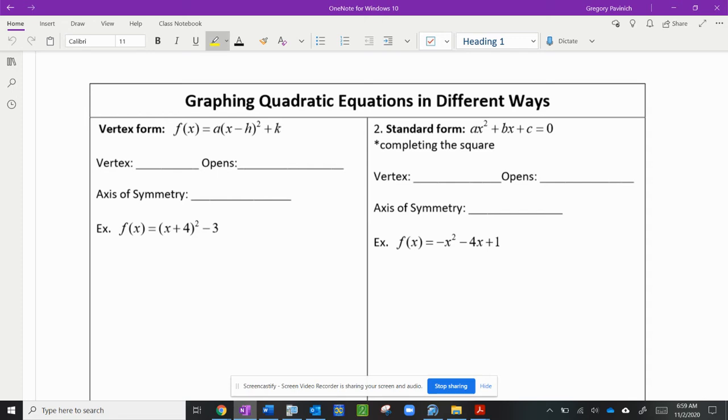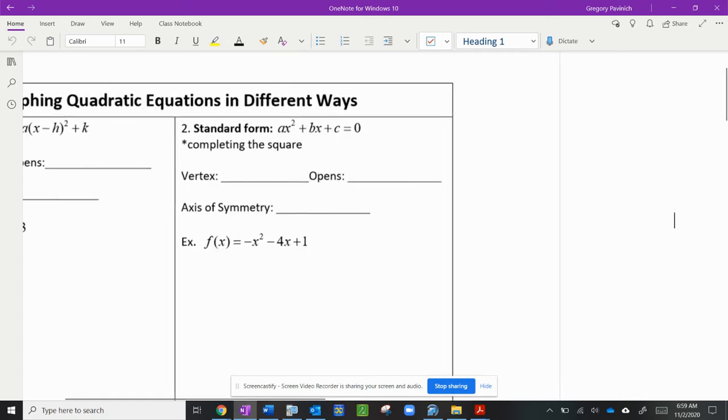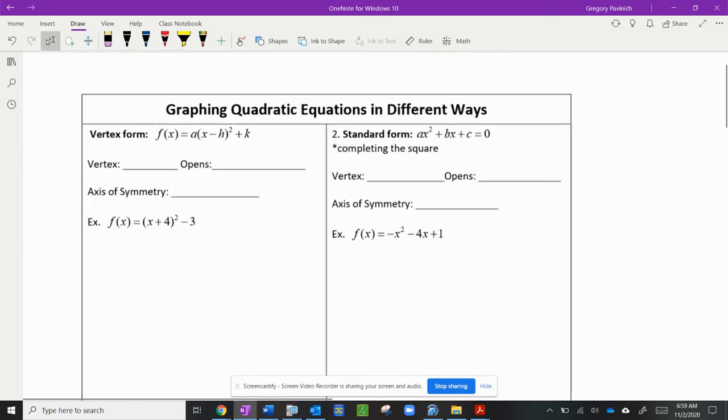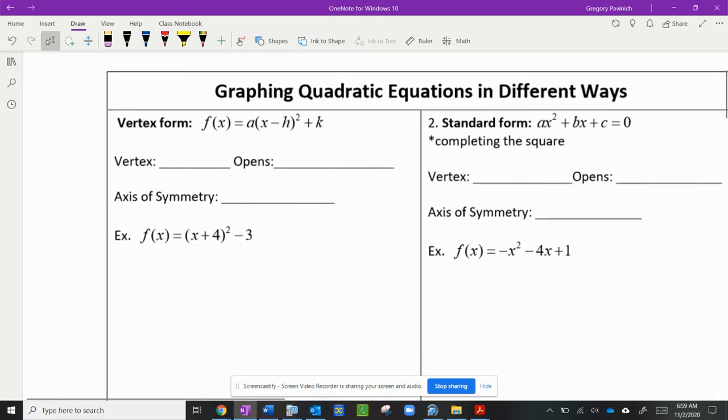So here's our first form, which is called vertex form. This should be familiar because we just got done shifting functions. This is like our shifting form right here, and it makes complete sense. If this is a quadratic, A would be our vertical stretch, H would be our left to right movement, and K would be our vertical up and down movement.